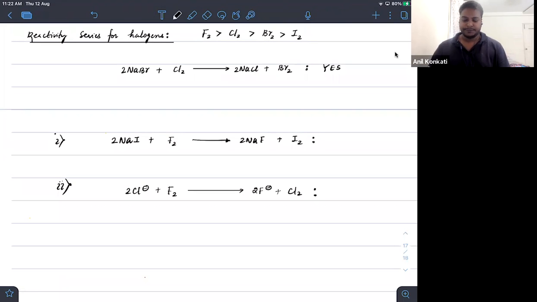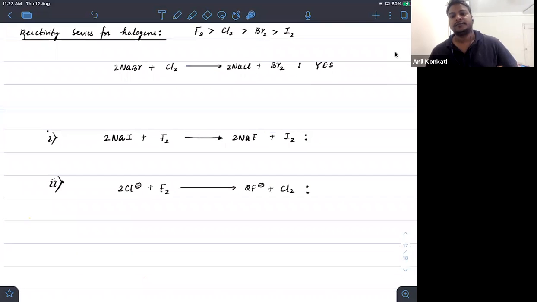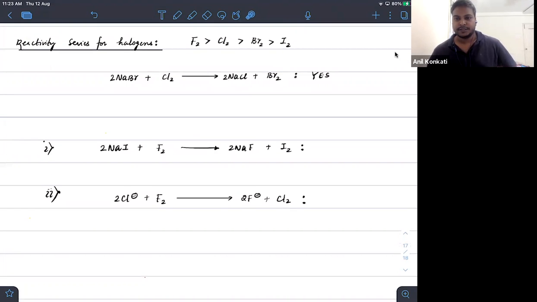Project the seat again, beta. Which is more reactive, F2 or I2? Which is more reactive? Just check. Similarly, F2 or Cl2, which is more reactive? Right, Arya. Others, come on, answer it. Sonali, Namrata, Disha, answer it, beta. Akriti.